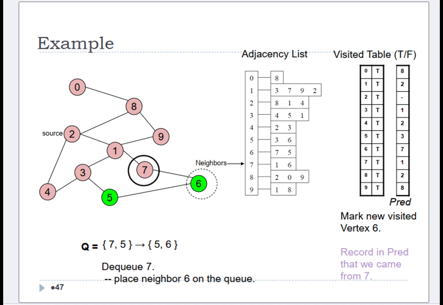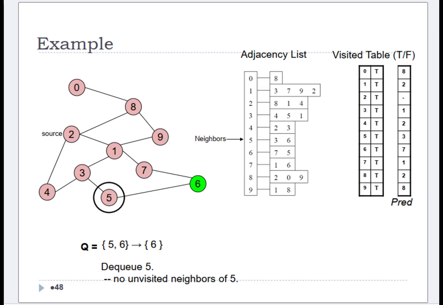Example: adjacency list, visited table T/F, source, pred. Mark new visited vertex 6. Q equals 7, 5 → 5, 6. Dequeue 7. Place neighbor 6 on the Q. Record in pred that we came from 7.